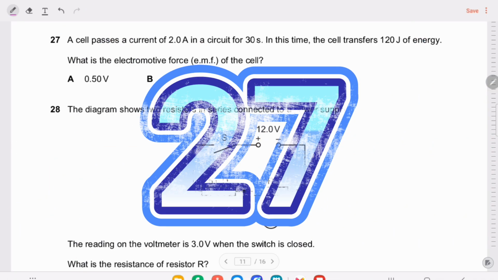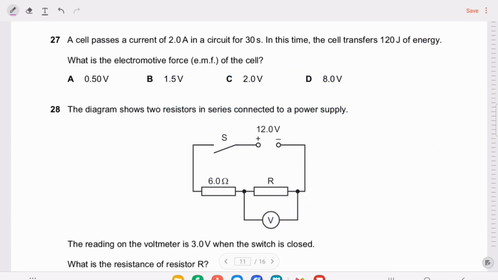A cell passes a current of 2 ampere in a circuit for 30 seconds. In this time, the cell transfers 120 joules of energy. What is the electromotive force of the cell? First, let's find out the charge. So what's the formula? It's Q equal to IT. Now, Q is equal to, what is the current? Current is 2 ampere and the time taken is 30 seconds. So Q is 60 coulomb.